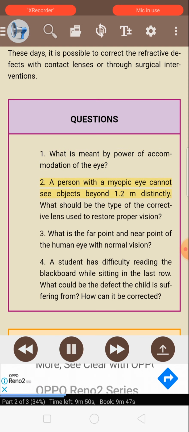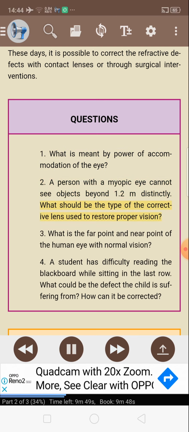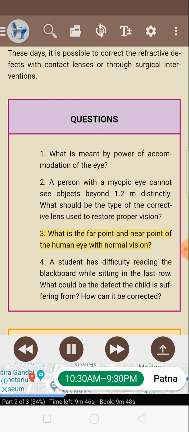2. A person with a myopic eye cannot see objects beyond 1.2 meters distinctly. What should be the type of the corrective lens used to restore proper vision? 3. What is the far point and near point of the human eye with normal vision?